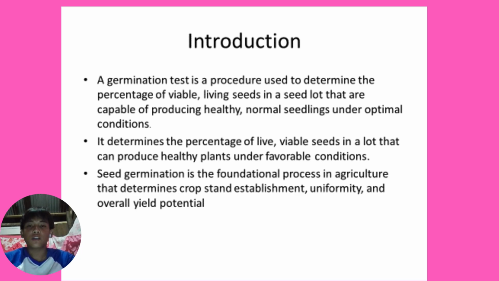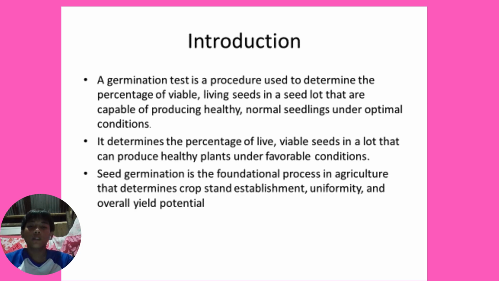Introduction. A germination test is a procedure used to determine the percentage of viable, living seeds in a seedlot that are capable of producing healthy plants, normal seedlings, under optimal conditions. So it can determine the percentage of alive and viable seeds in a lot that can produce healthy plants under favorable conditions.